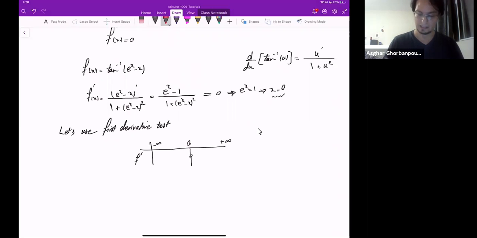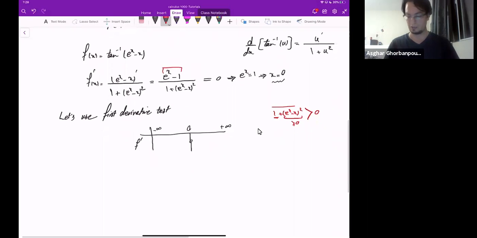One interesting fact to see here is the denominator, 1 plus (e to the power x minus x) squared. Something squared is always non-negative. Any number you square, you will get non-negative numbers. So this part is going to be greater than or equal to 0, and then you add 1 to that. So that means the denominator is always positive. The denominator is not going to change the sign of f prime. The only part that changes the sign is the numerator.